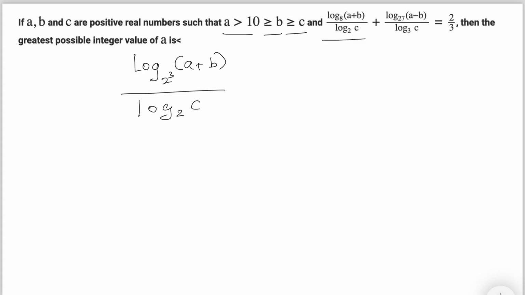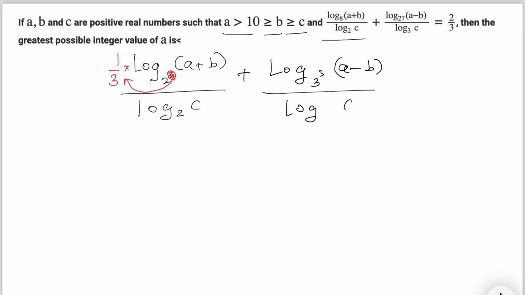Now we have studied this property in logarithms, guys. Whenever the base has a power, that power should come out in the denominator, right? So log of A plus B to the base 2 cube, from that I can take the 3 outside from the power and write this as 1/3 of log of A plus B to the base 2 only. And something exactly the same I'll do in the next part also, guys. Plus we have log of A minus B to the base 27. Let's write 27 as 3 cube simply. The denominator is log of C to the base 3. And obviously the right hand side is 2/3.